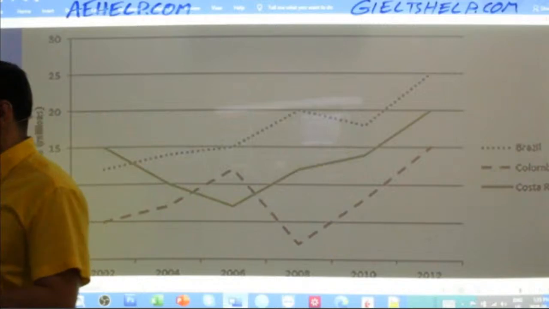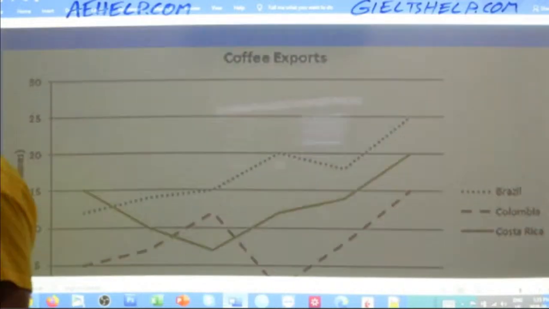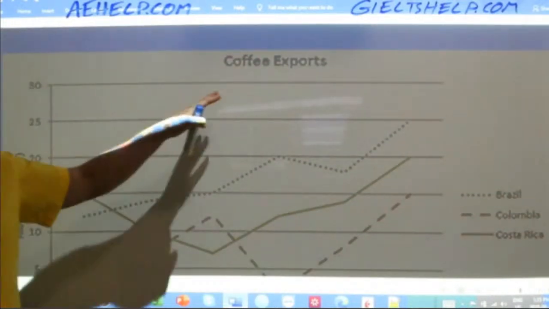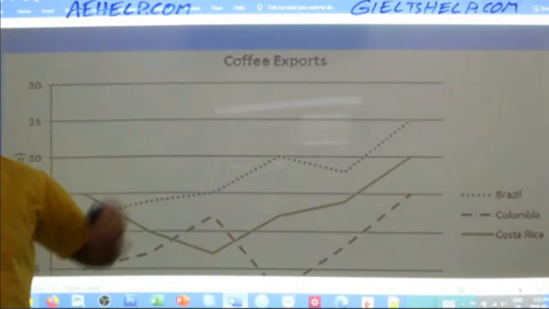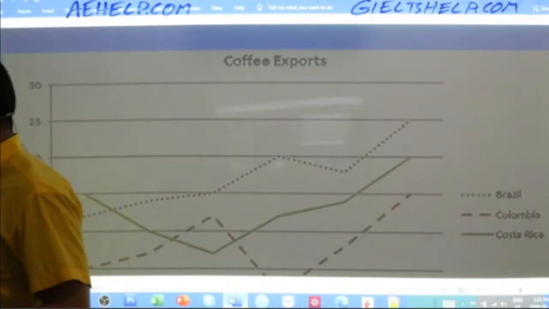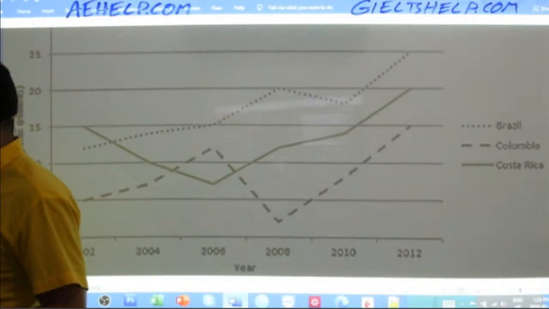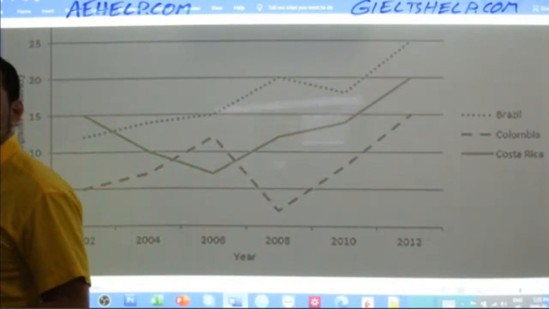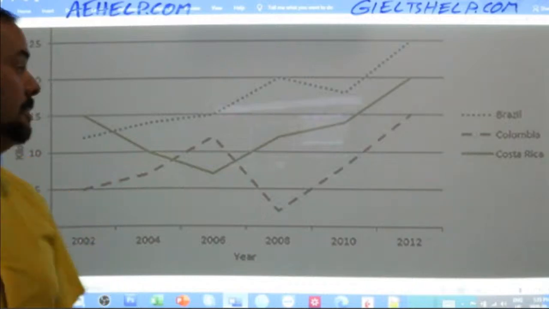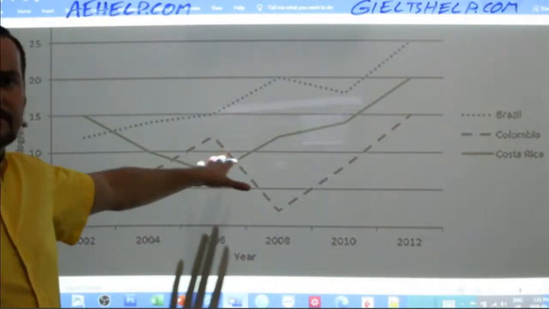Okay, all right. So here we go. Here is our chart. So at the top it just says coffee exports. Okay. Now, if the chart is not that clear, that's okay. It's quite a simple chart to remember. Can you read this, members? Is it clear enough to read?